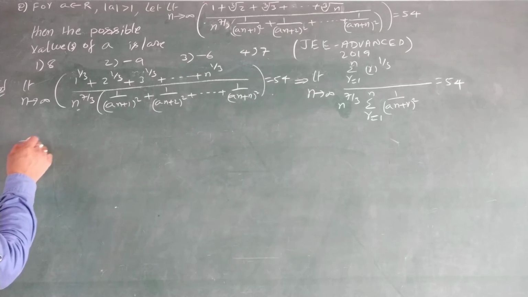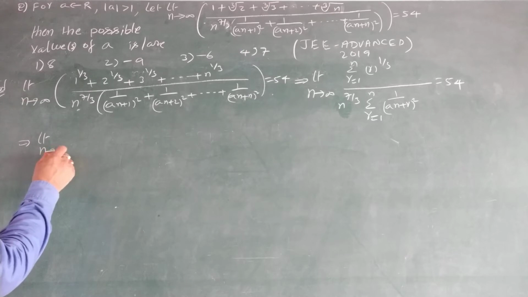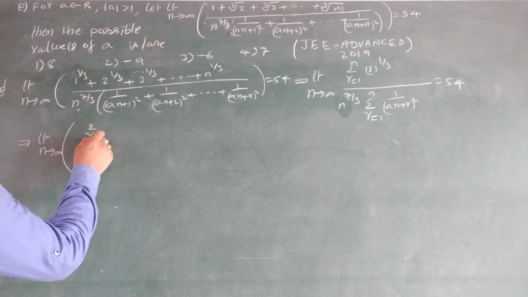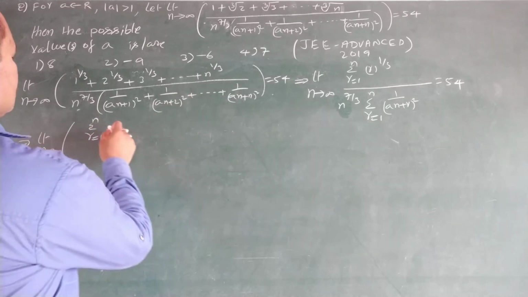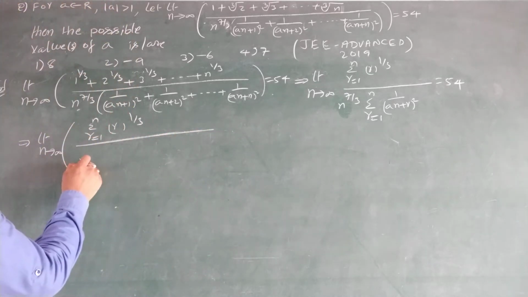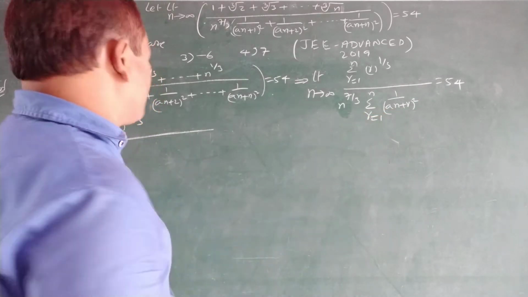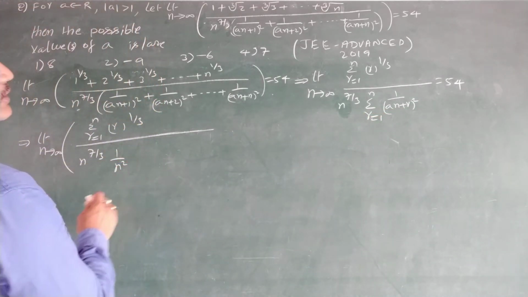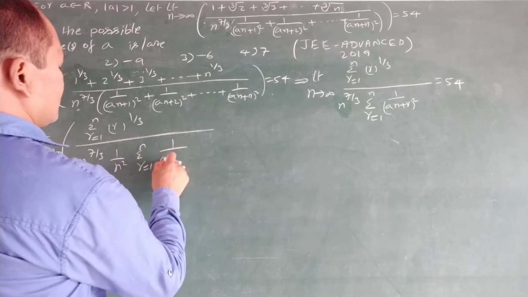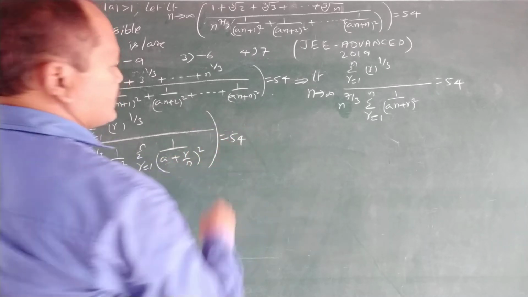Now from that, limit n tends to infinity of the sum r = 1 to n of r^(1/3), divided by n^(7/3) times, taking n common, n squared outside, 1/n^2 times the sum r = 1 to n of 1/(a + r/n)^2, is equal to 54.